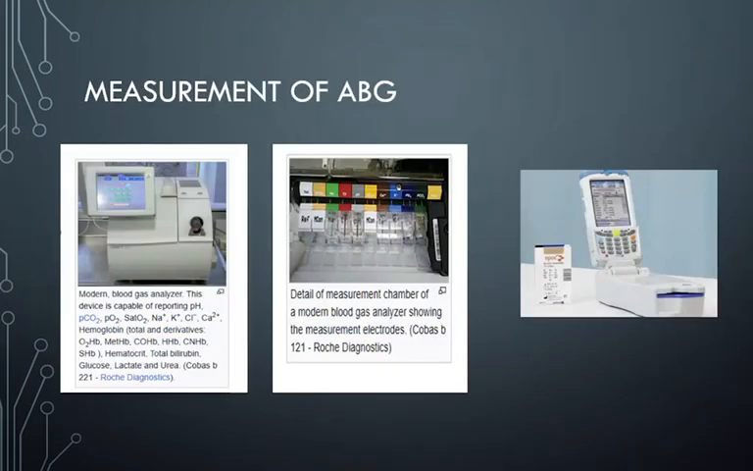Now, coming to arterial blood gas analysis. So this is a complex modern blood gas analyzer. It is capable of reporting pH, PCO2, PO2, saturation of oxygen, sodium, potassium, chloride, calcium, hemoglobin contents, methemoglobin, oxyhemoglobin, carboxyhemoglobin, reduced hemoglobin, a lot of things, everything. And this is a measurement chamber of a modern blood gas analyzer showing the measurement electrodes. And we have handheld devices as well.